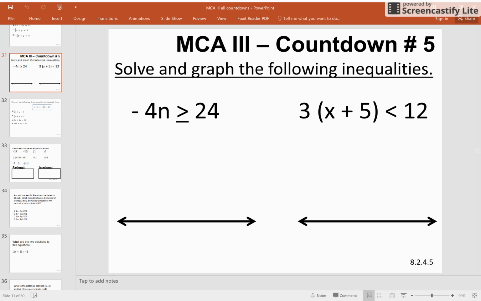The other option, I could have actually from the beginning divided both sides by 3 and just gotten x plus 5 is less than 4 and then get the same result.